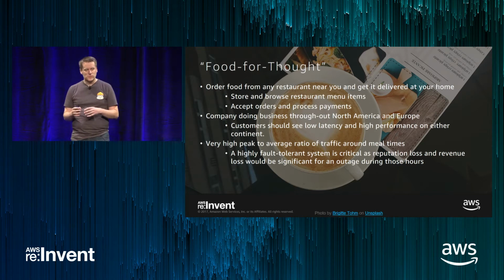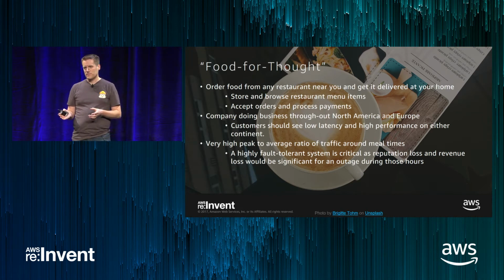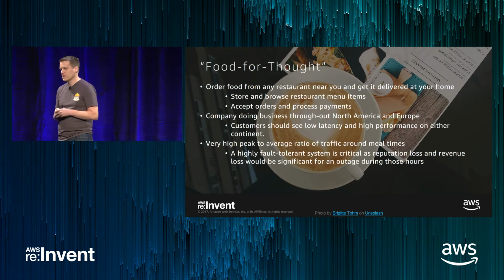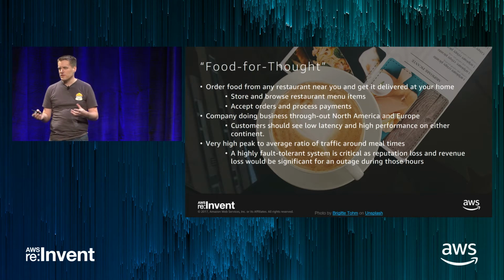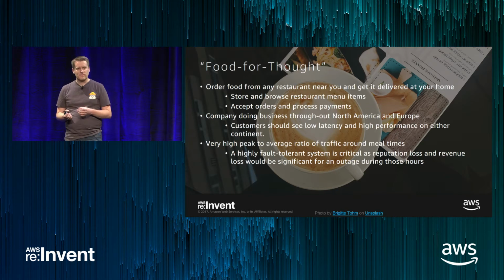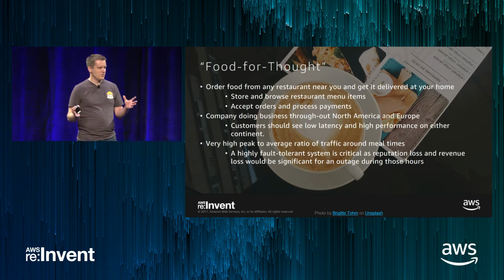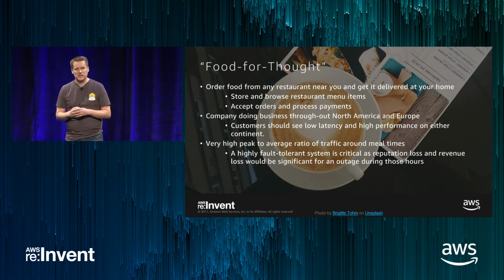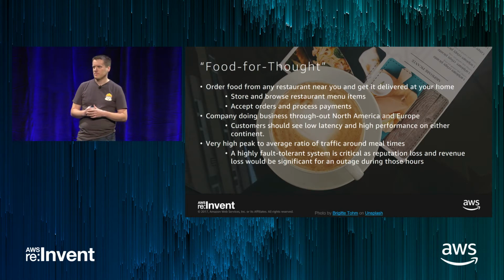So this company is doing great business across both North America and Europe, and they want to have the customer have a great experience no matter where they're located. So low latency, and the application should be able to keep up with demand. Customers don't really randomly order food throughout the day, but instead they are concentrating on the demand during meal times in whatever time zone they happen to be in.